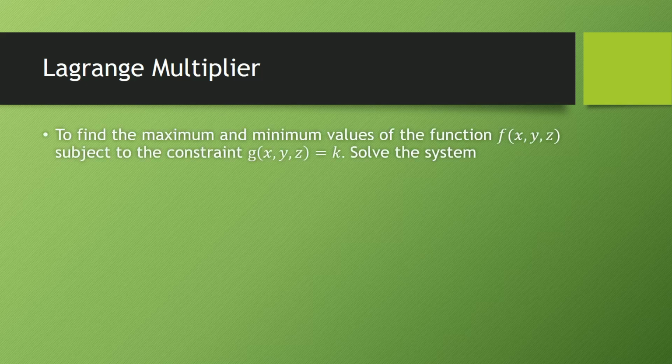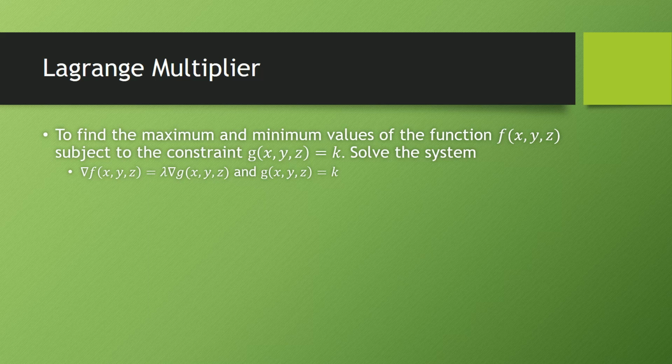So to find the maximum and the minimum values of the function f(x, y, z), subject to the constraint g(x, y, z) equals k, your constraint could be anything, but it has to end up equaling some constant. Then there's a particular system you have to solve, and it's this one here. So the gradient of f(x, y, z) has to equal lambda times the gradient of g(x, y, z), and you also have to solve the equation g(x, y, z) equals k.